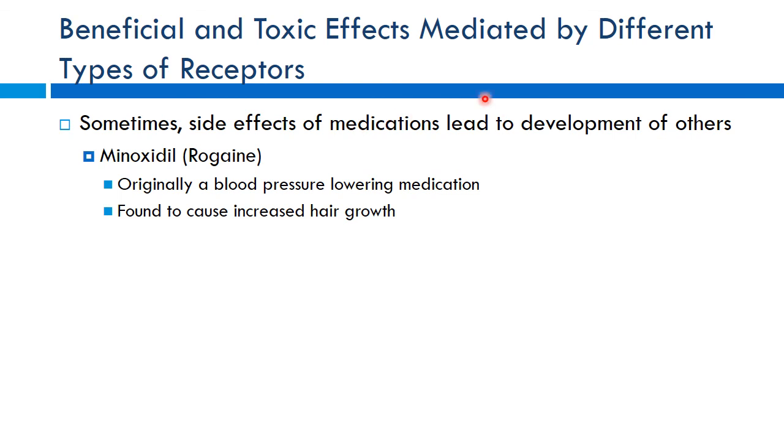And then sometimes side effects of medications lead to development of other things. So minoxidil or Rogaine, what do you use Rogaine for? Hair growth. That's not originally what we were using it for. We tried studying it originally as an antihypertensive because it causes vasodilation. Unfortunately, it causes way too much vasodilation. Patients tend to have hypotensive episodes, but they also noticed the patients that were getting it were getting abnormal hair growth, right? They're like, well, that's kind of odd. Let's just rub it on the head and see what happens. Sure enough, hair grows.